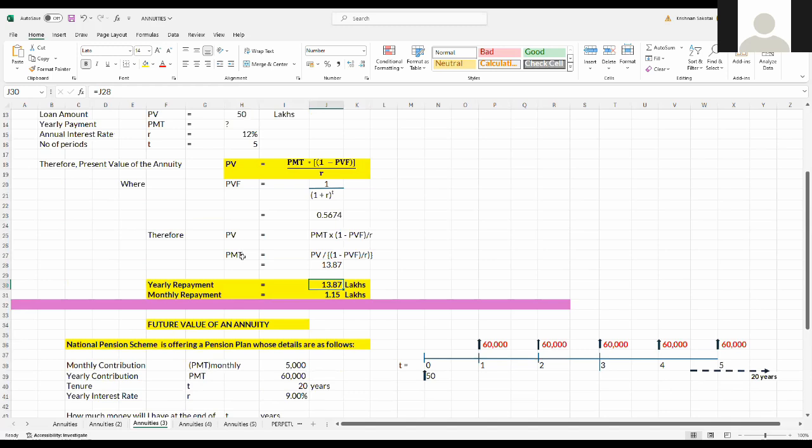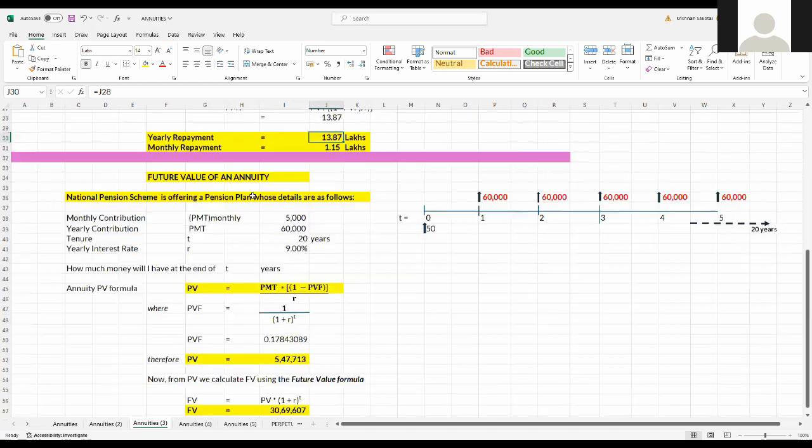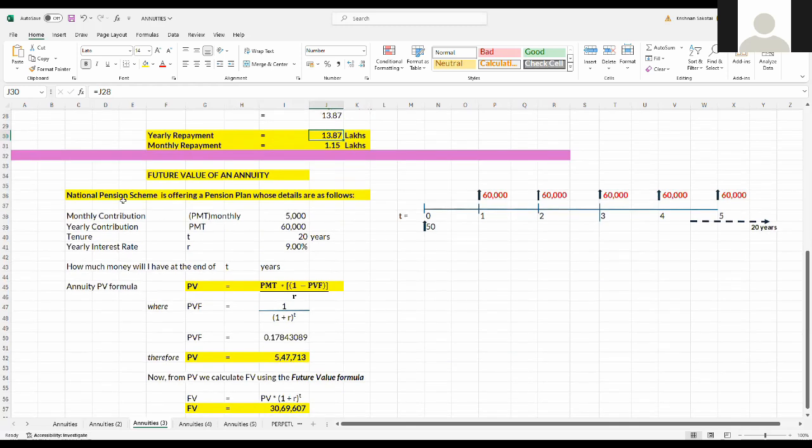So now all this is basically finding out the present value, the payment, etc. So we can also find what is the future value of an annuity. Now look at this problem, which is like a pension scheme. So it offers a pension plan whose details are as follows. You make a monthly contribution of 5,000 rupees, which means that again, for simplification, we convert it to a yearly payment. So a monthly contribution of 5,000 rupees is a yearly contribution of 60,000 rupees. The tenure is 20 years. The yearly interest rate is 9%. Okay, so now how much money will I have at the end of T years, which is at the end of 20 years?